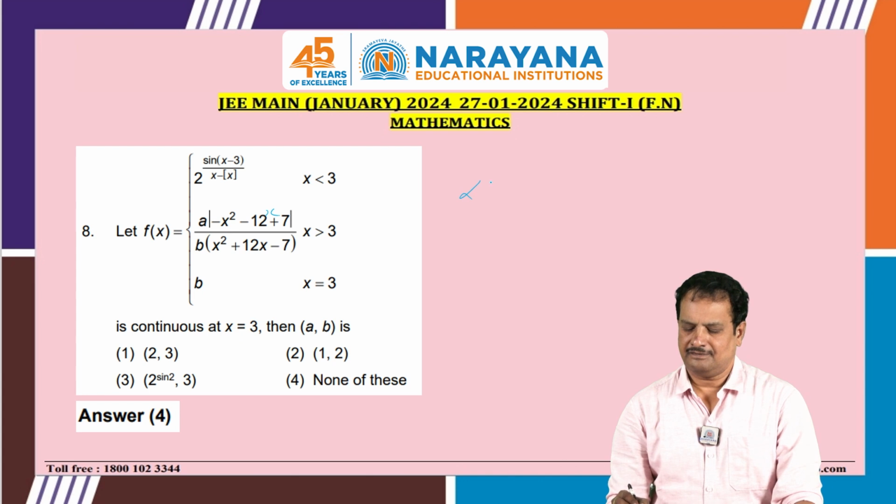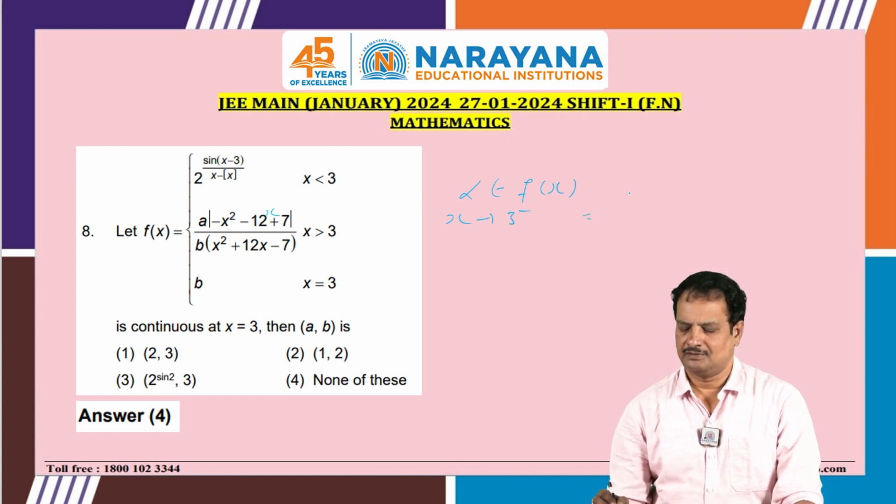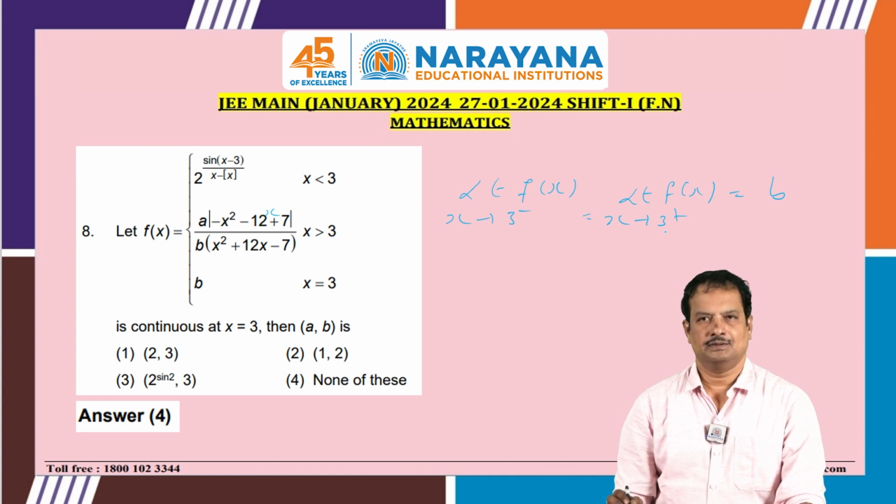So the limit of f of x as x tends to 3 from the left side should be calculated from the first one, and that is equal to the limit of f of x as x tends to 3 from the right side, equal to the value of the function, which is nothing but b only. So these three are equal. If you calculate the first one, for example, when x tends to 3 from the left side, sin of 3 minus 3, that is 0 in the numerator, but the denominator is 3 minus step of something less than 3 there.